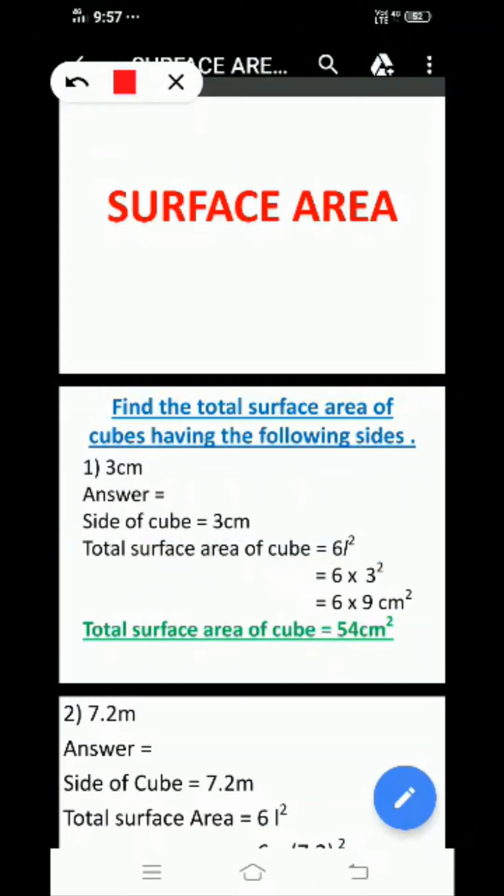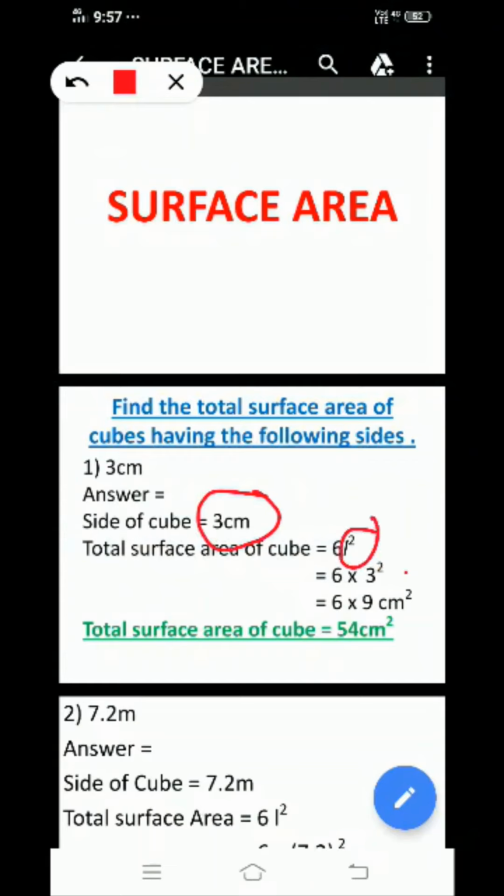First question, the side is 3 centimeter, and you have to find the total surface area of a cube. You must know the formula for total surface area of a cube, that is 6L square. L means the side of the cube. Here L is 3 centimeter, which means in the place of L you have to put 3.